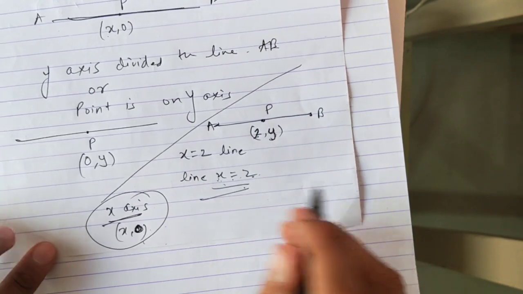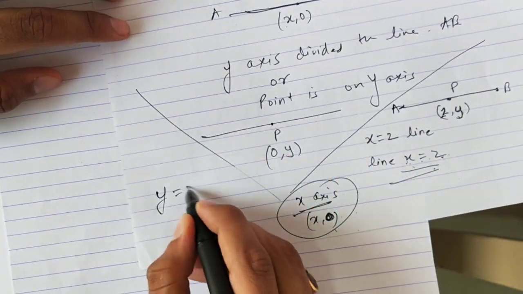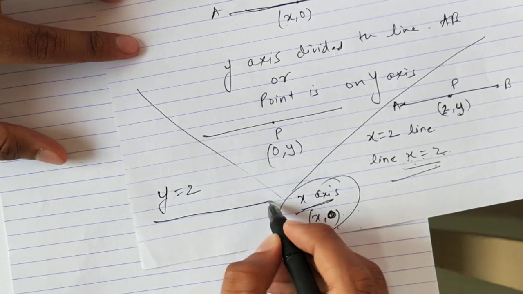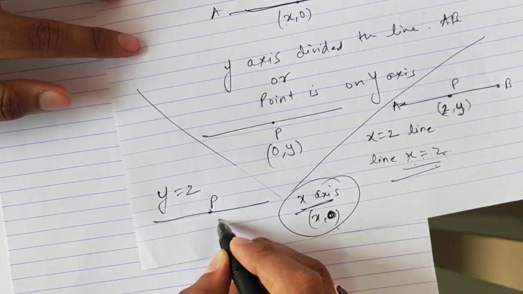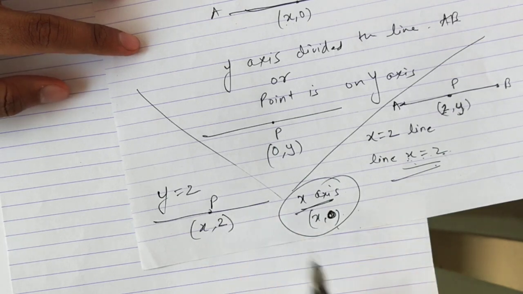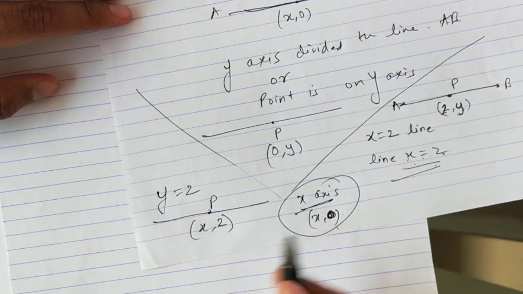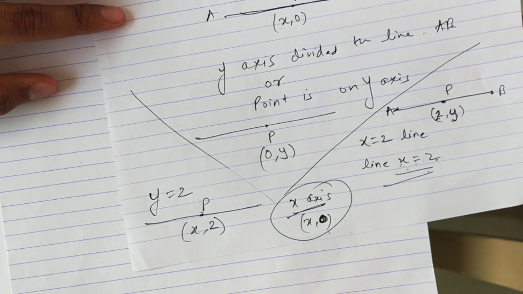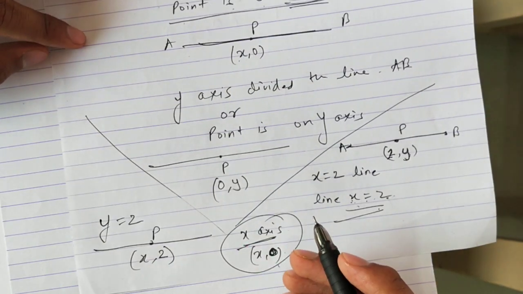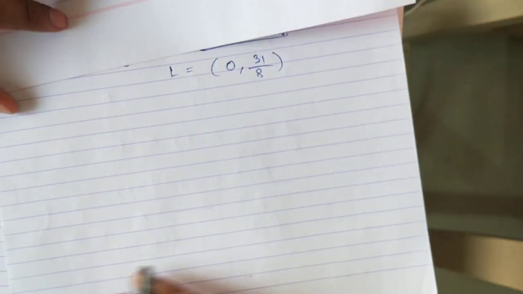If they give you y is equals to 2, then for that point P, the value of y will be 2 and the value of x will remain as it is. You don't know the value of x, so you keep it as it is. These were the few basic rules which I wanted to give you as a revision. So now we'll continue with the chapter.